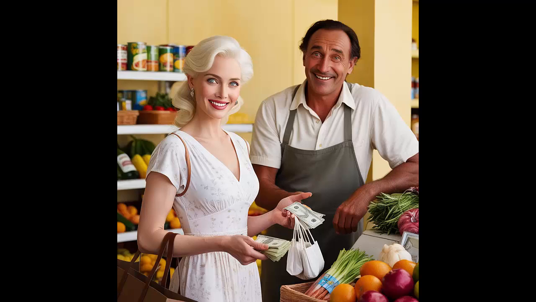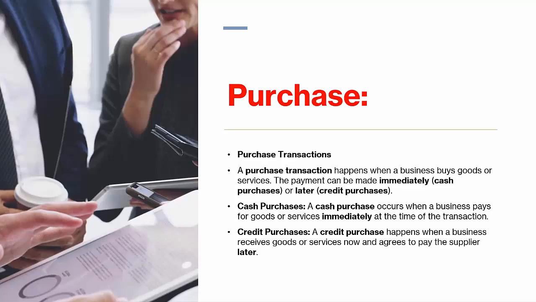Credit purchases. A credit purchase happens when a business receives goods or services now and agrees to pay the supplier later. This creates a gap in time between when the goods are received and when the payment is made. Example: imagine your cafe buys coffee beans worth $500 from a supplier, and they allow you to pay in 60 days. You receive the beans today, but will pay after the 60-day gap. This is a credit purchase.